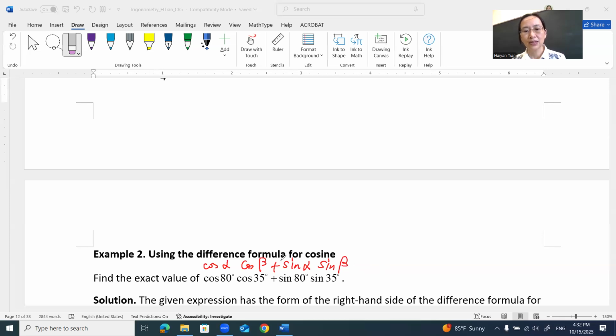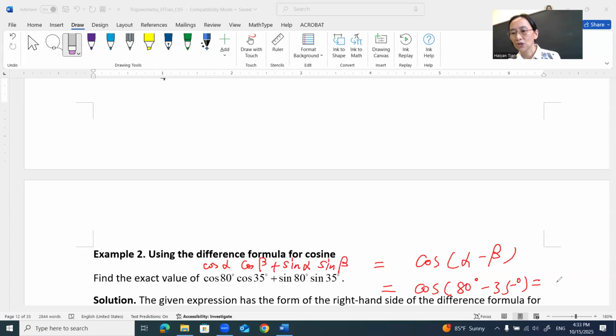So now we know this is the cosine of the difference. Let's write it as cosine of what difference? It's 80 degrees minus 35 degrees, which is cosine 45.